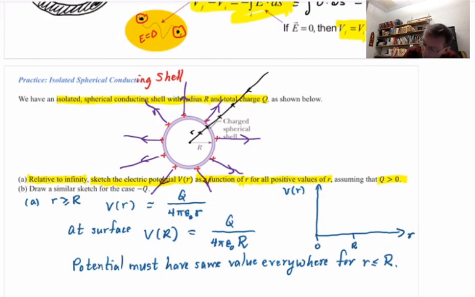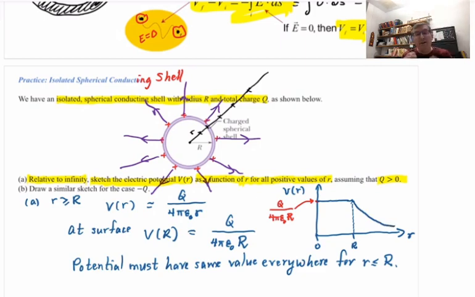All right, so let's put a tick point on the V-axis and label that Q over 4 pi epsilon 0 big R. And then I know that the potential is constant at that value everywhere inside the conductor up to the surface. Then it drops off like 1 over the distance, Q over 4 pi epsilon 0 little r. It just asymptotically approaches 0, like that.